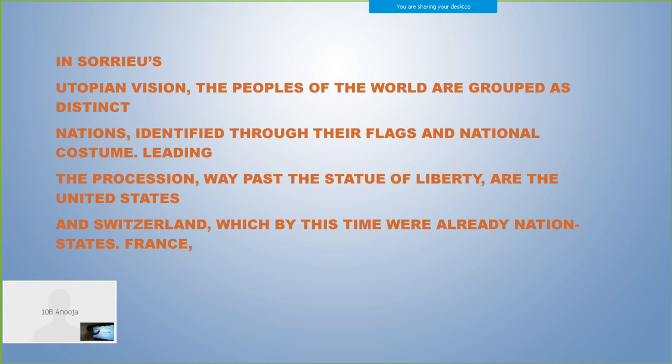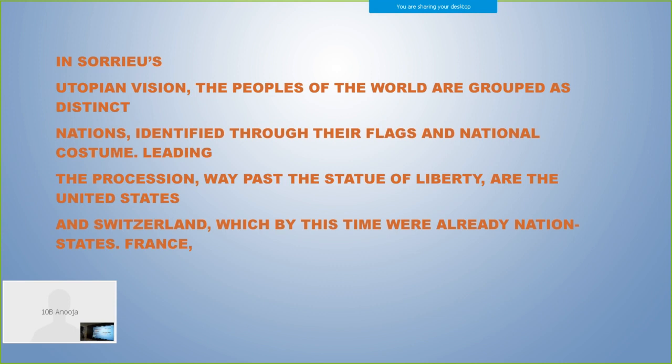And the people of the world are grouped under nations. They are identified through their flags and through their national costume, etc. If you look at these national costumes, every country has its own culture related to its own dress styles. This procession is moving in front of the Statue of Liberty.